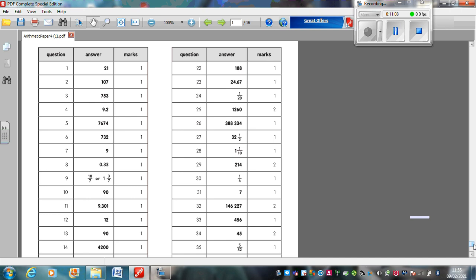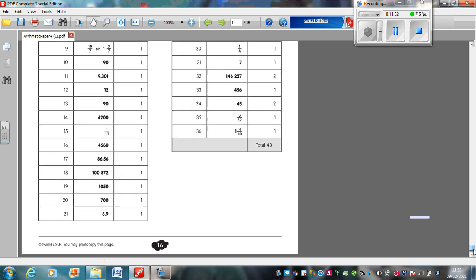You could either have 10/7, but that's an improper fraction, so you should have simplified it to 1 3/7, but I'll accept either answer. Question 10, 90. Question 11, 9.301. Question 12, 12. Question 13, 90. Question 14, 4,200. Question 15, 1/11. Question 16, 4,560.